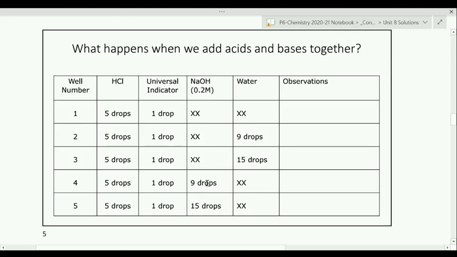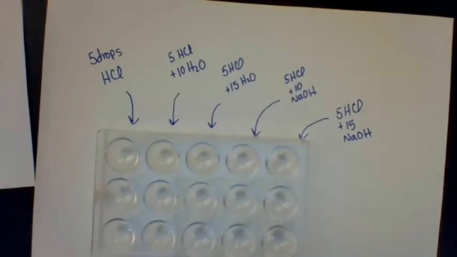And then we're going to do the same thing, but with base. So we're going to add some sodium hydroxide and then add a little bit more sodium hydroxide. And we want to write down our observations. So what color are these solutions? That's what our observations are going to be. So I am going to get this. Okay, so we see a variety of wells here. And notice how I have them labeled so you can tell what's what.